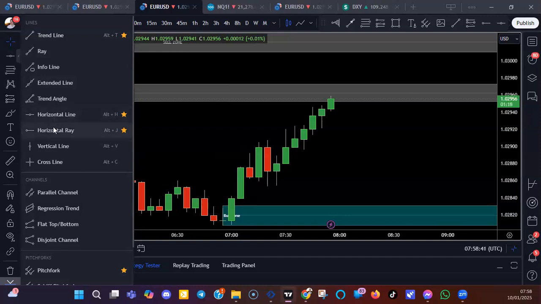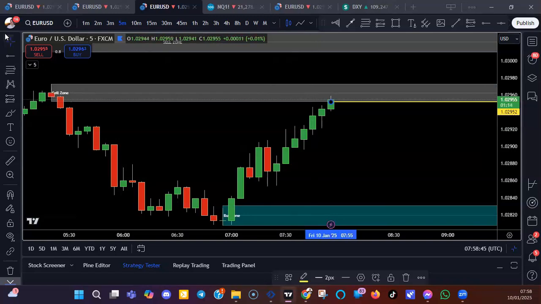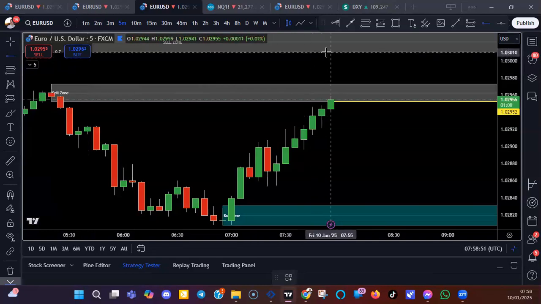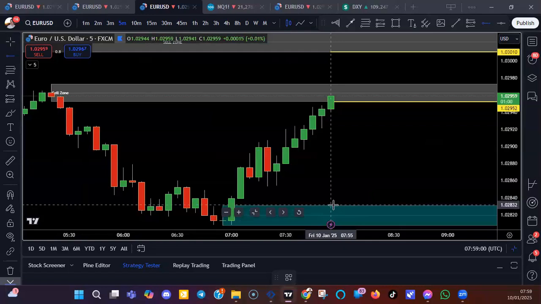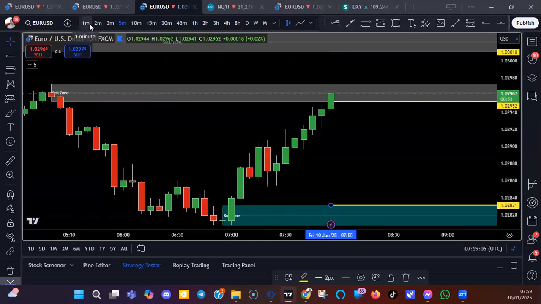So we get a horizontal ray. Put it there. I'm going to put one there also. Sell zone there. Might be heading up to that area or even beyond, and down to there. So now I go back down to the minute.